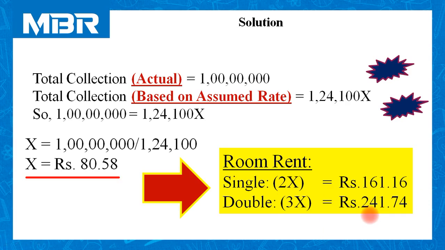So we can say that room rent for a single room is rupees 161.16 per day, and for a double room it is rupees 241.74 per day. This is our final answer.